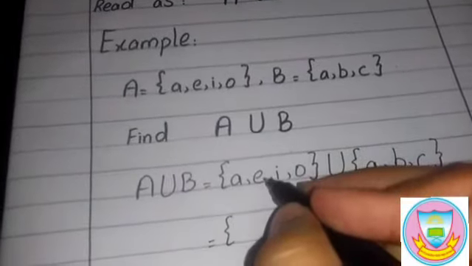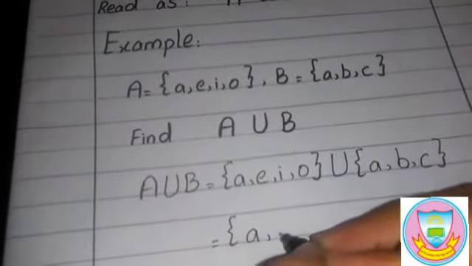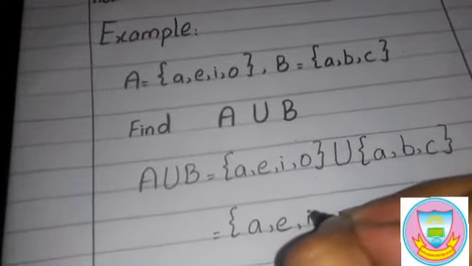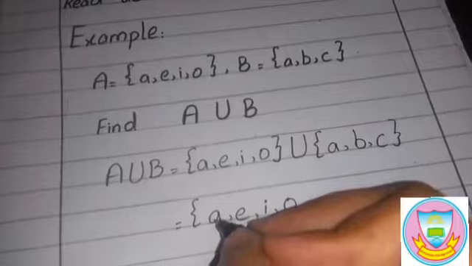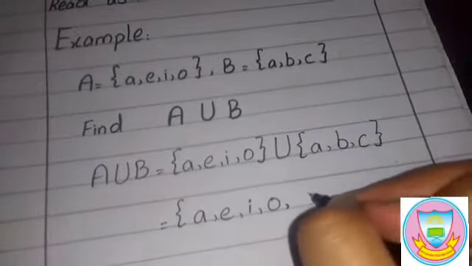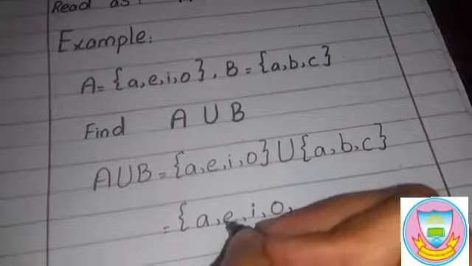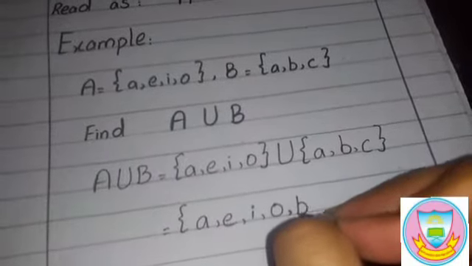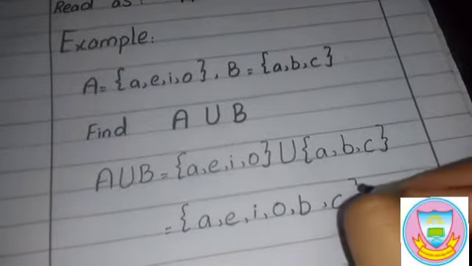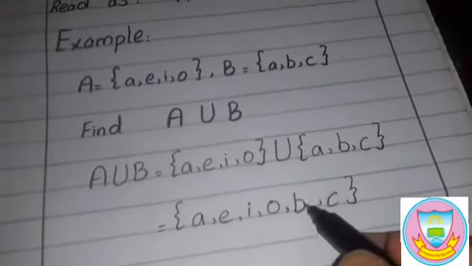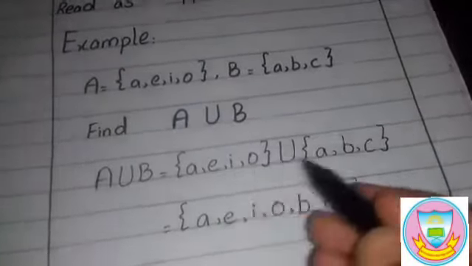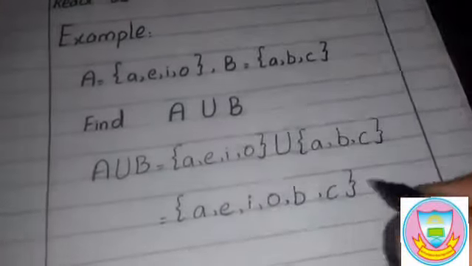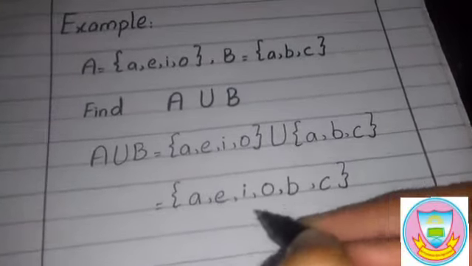First we write the elements of set A: a, e, i, o, u, and then we write the elements of set B, but we don't write a again because we wrote a at the start. We write only those elements which are not in set A: b and c, and bracket close. Okay student, this is our question. A ∪ B: we write all the elements which are in set A and set B or in both. Okay, this is the answer of this question.